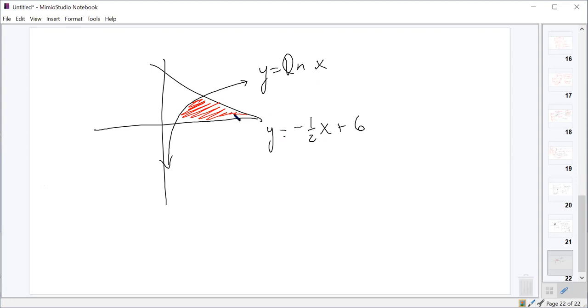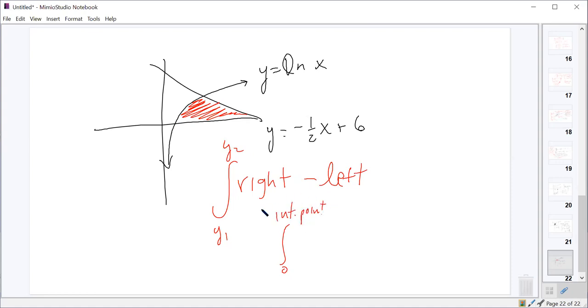fairly easily. We'll have to use a calculator to find the points of intersection, but we can take the rightmost function for the region. So this is this function, negative 1/2 x plus 6 is the right portion of the region, and natural log of x is the left portion of the region. And we can do the rightmost function minus the leftmost function, and then integrate in terms of y. And so our lowest y value is 0, and our highest y value is whatever that intersection point is, which you should be able to find on your graphing calculator.